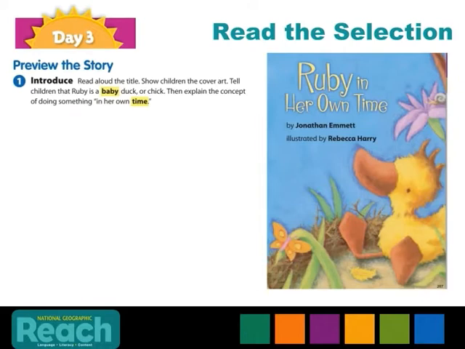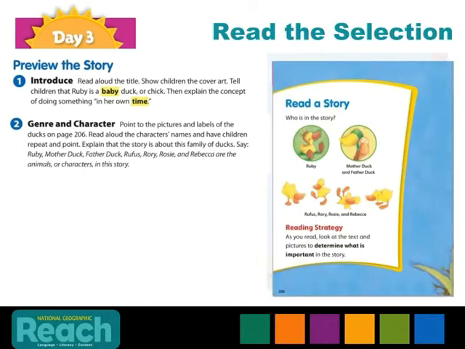Now it's time to begin reading the first selection, which always begins with a preview. Each preview will follow the same 3 steps. First, introduce the selection by sharing the title, Ruby in Her Own Time, and explain any concepts students may not understand.